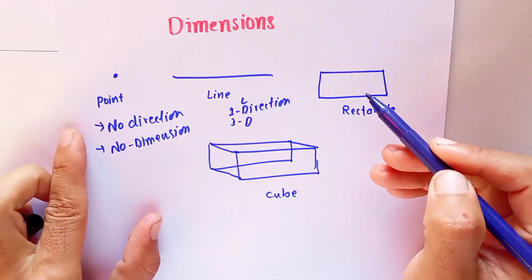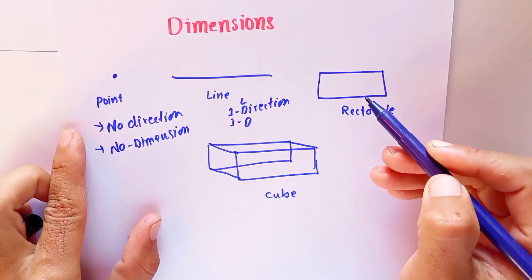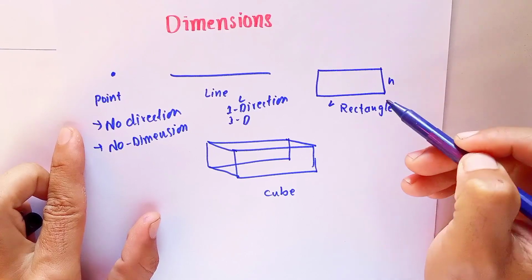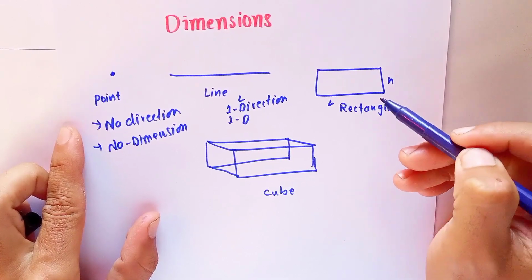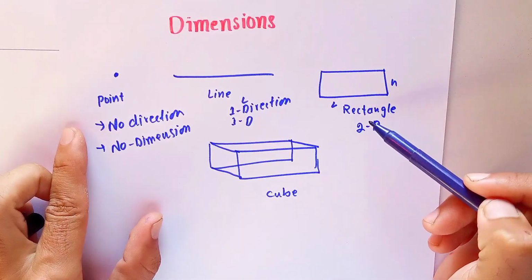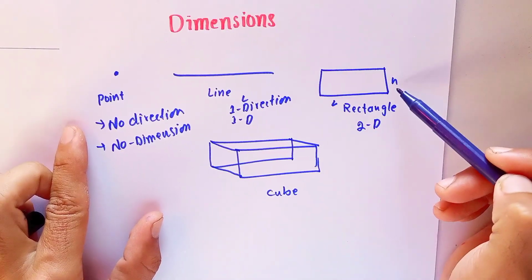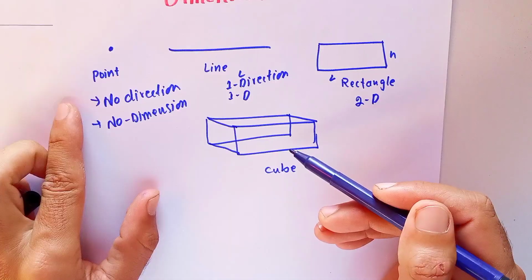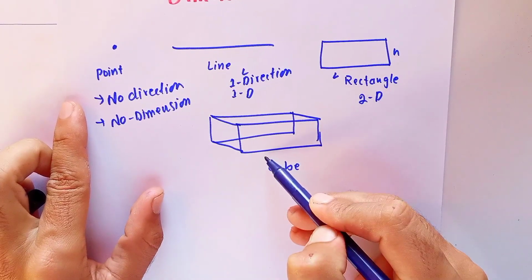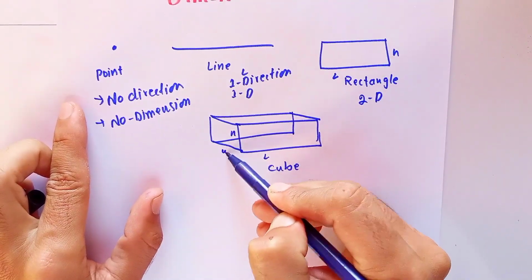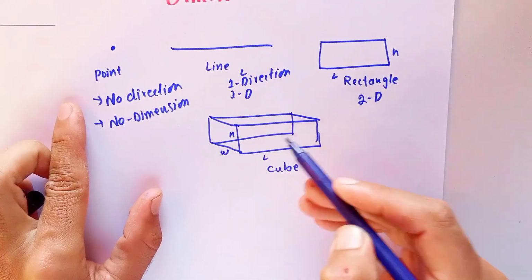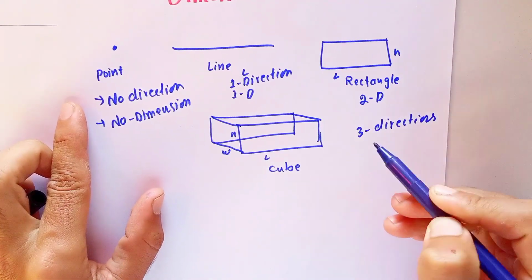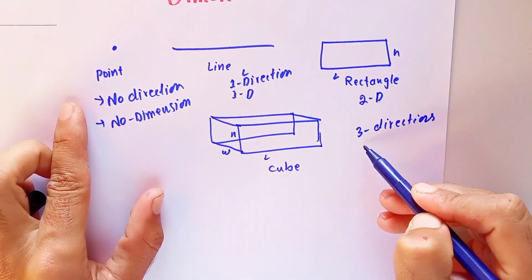In the same way, a flat surface, just like a rectangle, has two directions, which are the length and the height. So we say that it has two directions, or it has two dimensions. Now we are going to discuss the cube. A solid object just like a cube has three directions, which are the length, the height and the width. So we say that it has three dimensions.